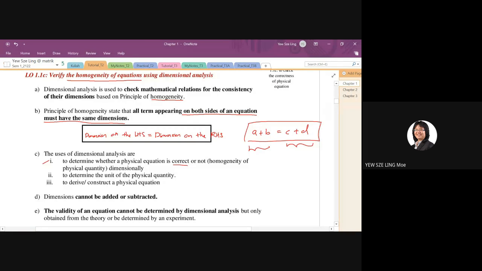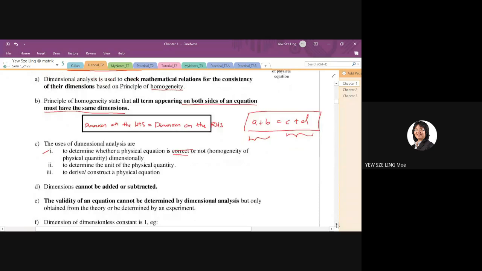You might get the same dimension, but at the end, it's still wrong. Why? Because you don't know the constant value. You don't know whether the constant value used in the equation is correct or not. So I wouldn't say it's correct. It can determine whether the physical equation is wrong. So it cannot check whether it's correct.